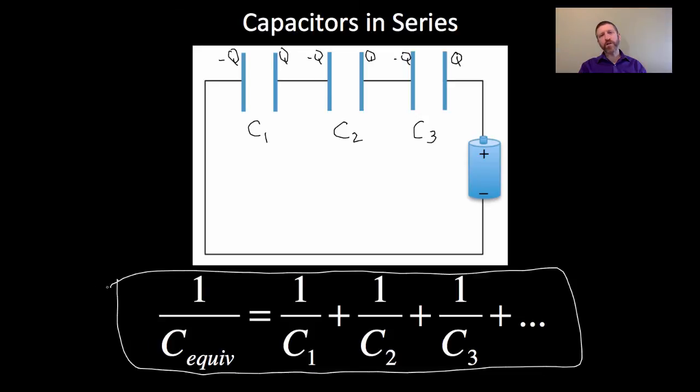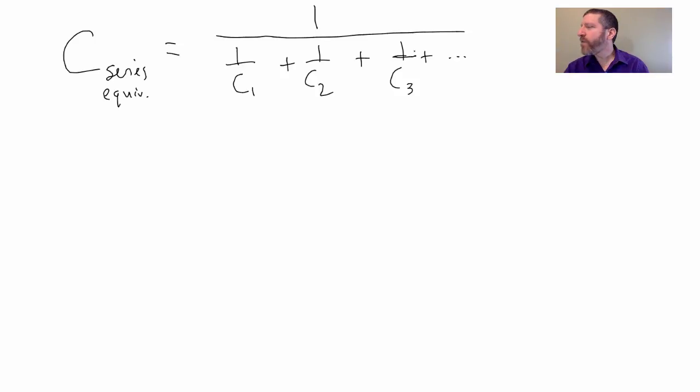I actually prefer to write this a slightly different way. If you take this and you just invert this side, so I get C equivalent, here's what you get. Now what that allows you to see a little bit is that the more capacitors we add, the lower the equivalent capacitance gets. So that might make you ask, why is that? What's up with that? Well, one way of looking at that is just this.